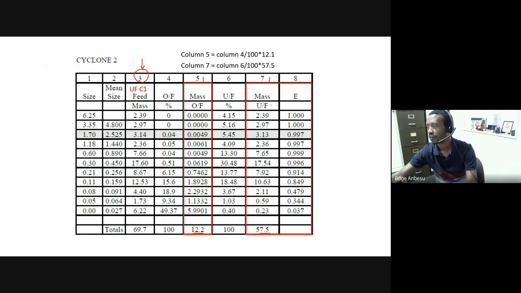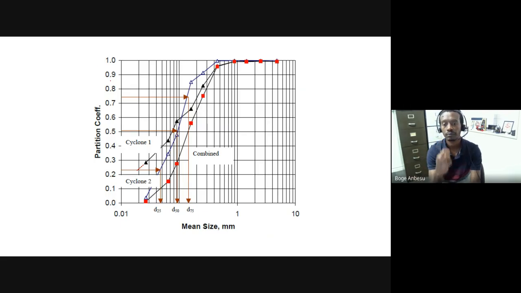And now I have underflow mass, divide that by feed, I get my partition coefficient. Okay. So once I have the partition coefficient, that can be plotted on the y-axis. Mean size can be plotted on the x-axis, and that will give me my partition curve. Okay. So partition coefficient on the y, mean size on the x-axis, and that will be the cyclone 1 curve that I'm showing here.